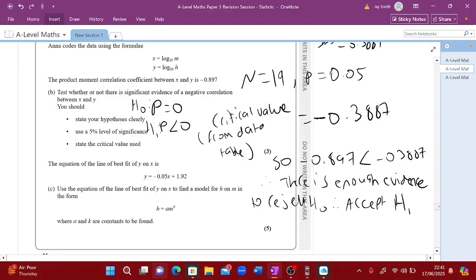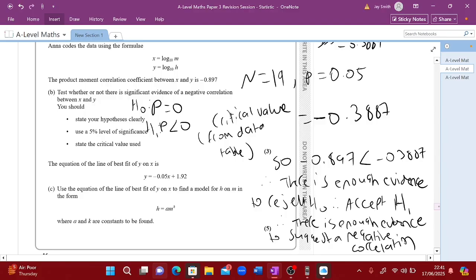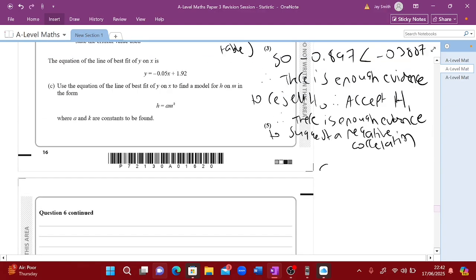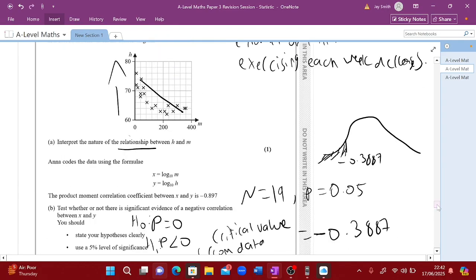And so what that means is that we accept H1, therefore, in context, I guess that means there is enough evidence to suggest a negative correlation, right? Because that's what we're suggesting. Between x and y, yes, because it's not h and m anymore. It's x and y here. Okay. Cool. So hopefully you sort the notes by now as well.